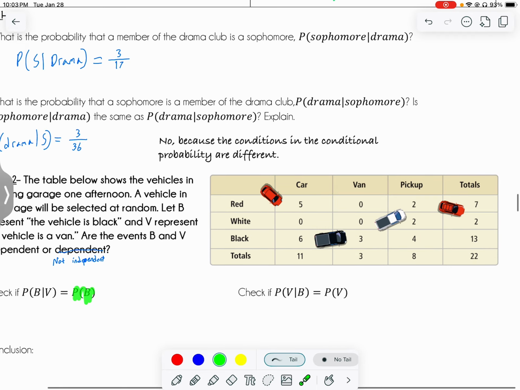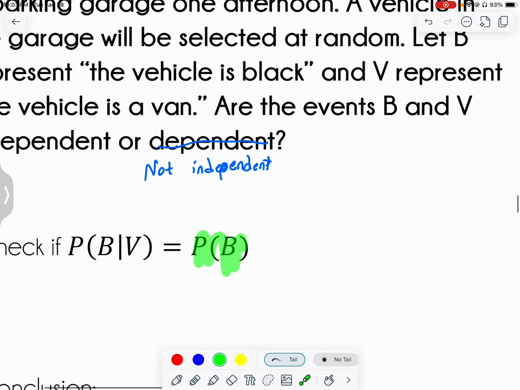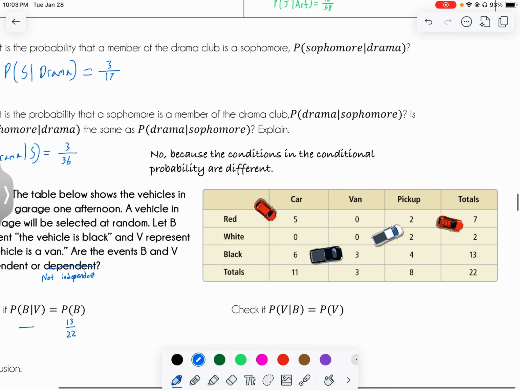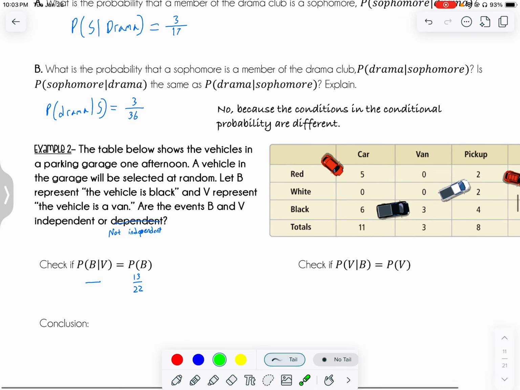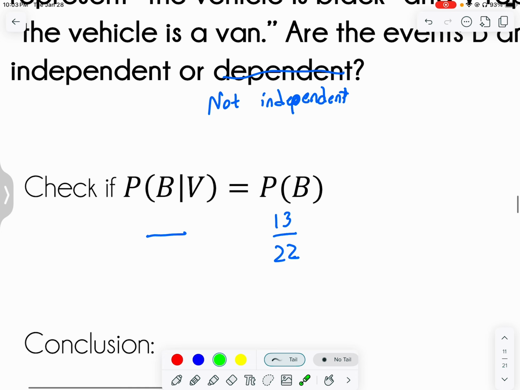If we take a look, black, there are 13 out of 22. So let's go ahead and write that down. 13 out of 22. But what's the probability of black knowing that it's a van? So if I take a look over here, black is 3 in the van category out of all the vans, which are 3. So this is 3 out of 3. Is 3 out of 3 the same thing as 13 out of 22? And the answer is no, they are not equal.